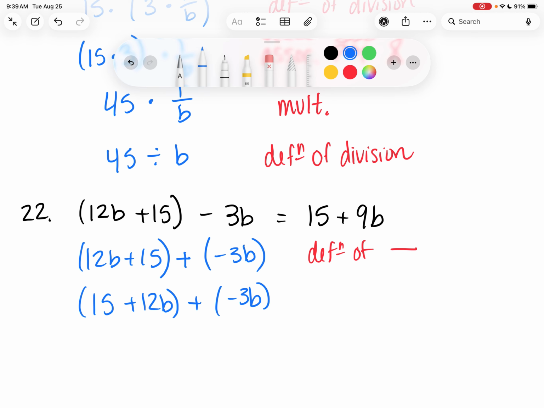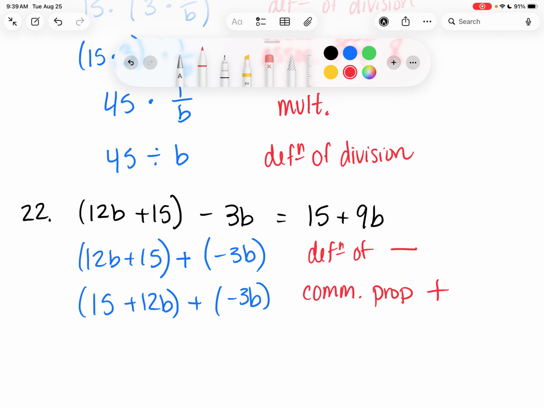What allows me to swap within a parentheses? Nope, that allows me to swap parentheses altogether. What allows me to swap within it? Commutative property? Yep, commutative property of addition. Again, I'm kind of abbreviating here with symbols.